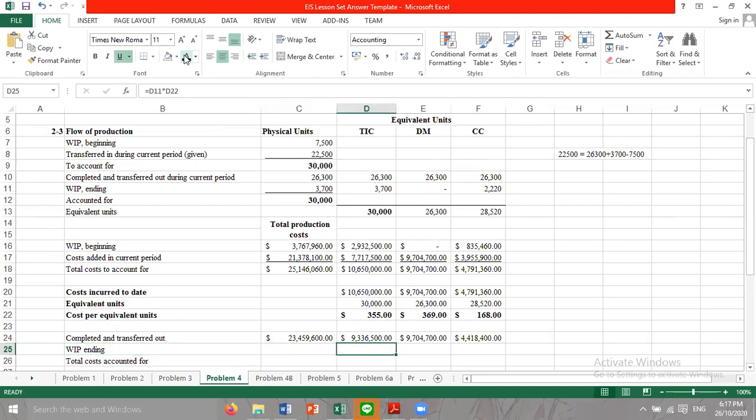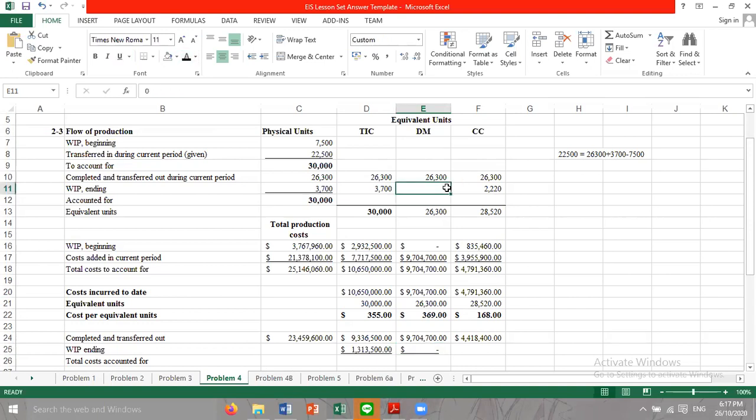Okay. Next, we will find the allocation for work in process ending. Once again, the process is practically the same and intuitive. We just multiply the cost per equivalent unit to the equivalent units in this account, or in WIP ending. In this case, for transferred in cost for work in process ending, we have a total of equivalent units of 3,700. So we multiply $355 to the 3,700, and we'll get 1,313,500.